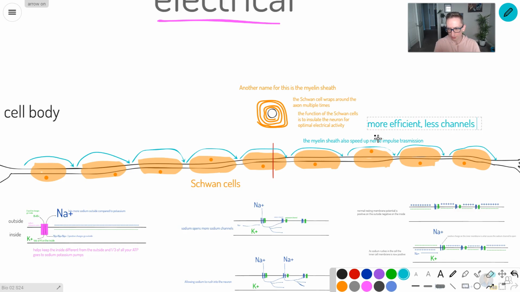Less channels are needed, right? We've got less ions to pump. If we only have to pump ions here, here, here, here, here, it's a lot fewer pumps, a lot fewer channels, a lot fewer ions. Less channels, ions, pumps needed. Pretty nifty. Thank you, Schwann cells.